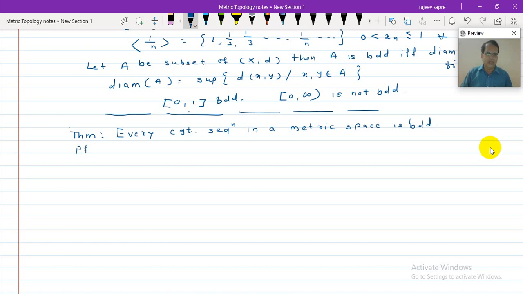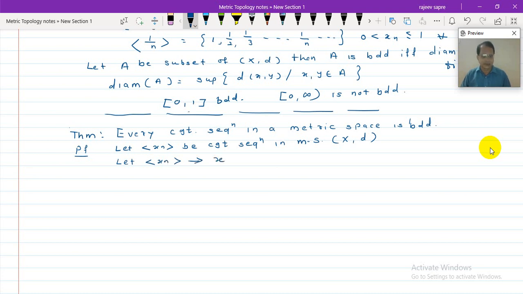So what will be the proof? It is a very nice proof, a nice development. So what we will do is, we will start with some convergent sequence. Here we do not have to prove that the sequence is convergent. Every convergent sequence, so you are given that the sequence is convergent. So let xn be a convergent sequence in a metric space (X, d). Now as it is convergent, it will converge to some point. Okay, so suppose xn converges to x.